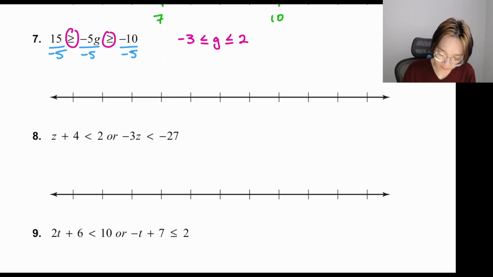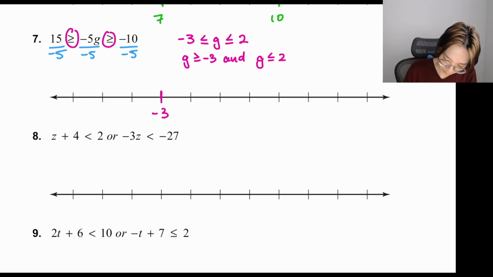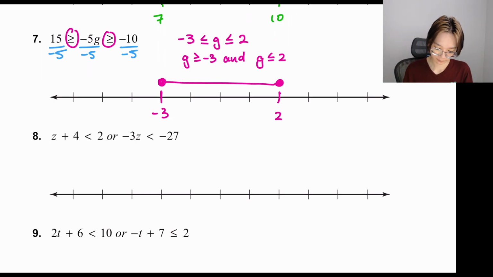And if you wanted to write it out into the compound inequality, you can if you really want to, where you have g is greater than or equal to -3 and g is less than or equal to 2. Double check they overlap each other. This one would go this way, this one would go this way. So they do overlap. Where do they overlap? Right here.